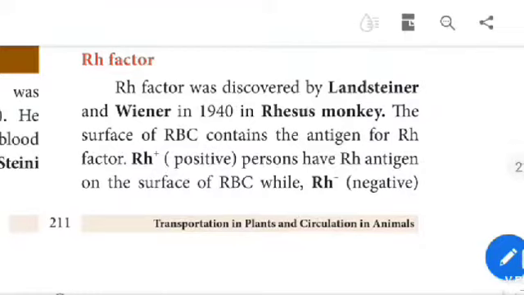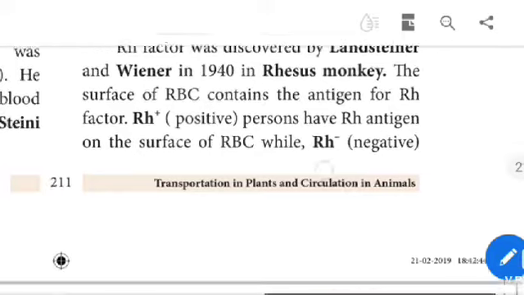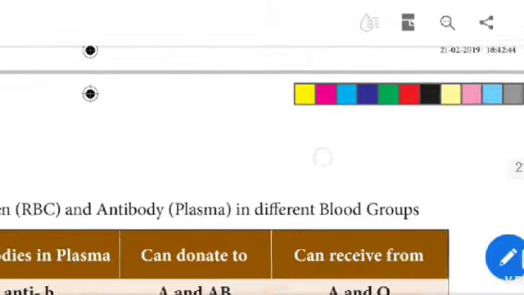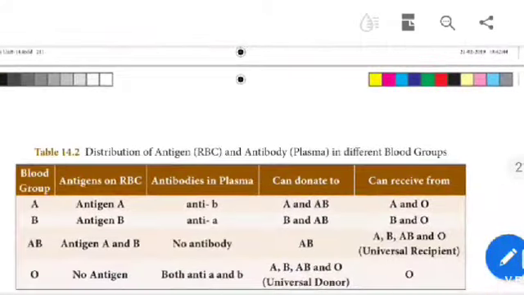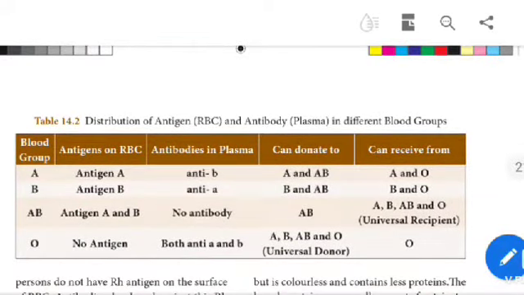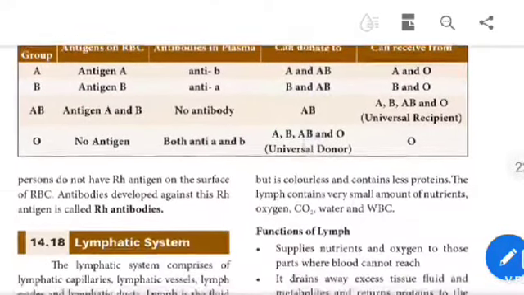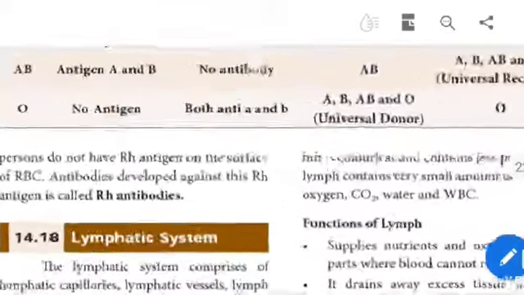Rh factor was discovered by Landsteiner and Wiener in 1940. Rhesus monkey. The surface of RBC contains the antigen for Rh factor. An Rh positive person has Rh antigen on the surface of RBC, while an Rh negative person does not have Rh antigen on the surface of RBC. Antibody developed against this Rh antigen is called Rh antibody.